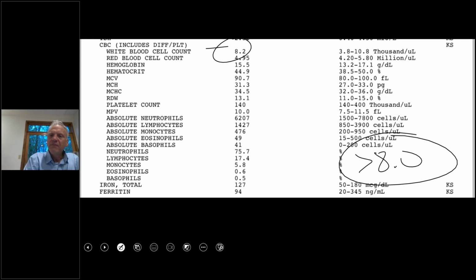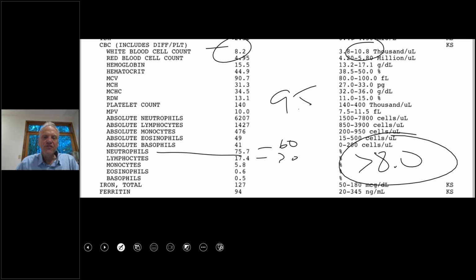Well, guess what? The medical doctor doesn't even look at it until it's 10.8. So you could be at 9.5, and look at these neutrophils. Neutrophils should be 60, and lymphocytes 30. They're 75 and 17. You know what a medical doctor would say when they look at that? They'd say nothing to see, because the white blood cell count's not high enough, and that's not high enough. But I will guarantee this is a bacterial infection. I know for different reasons. I've got the history, I've got the physical, and I've got the lab.